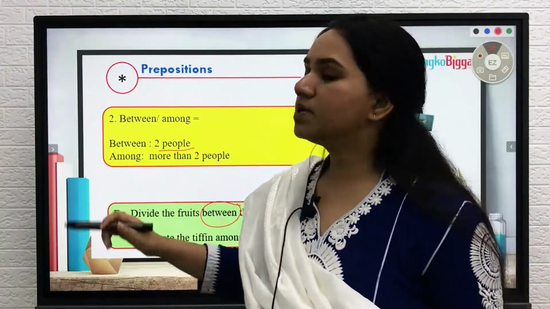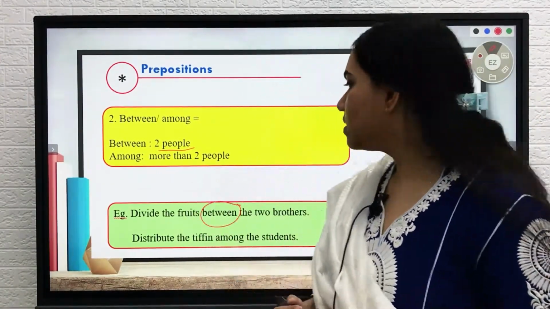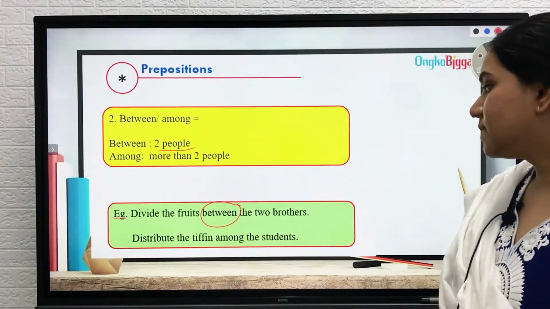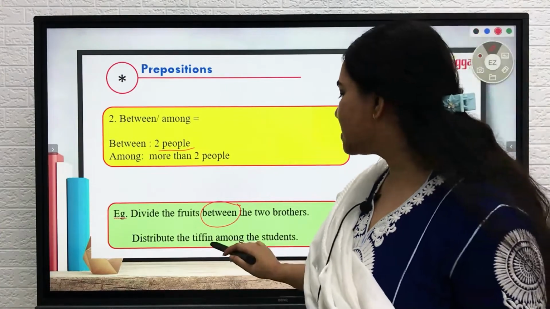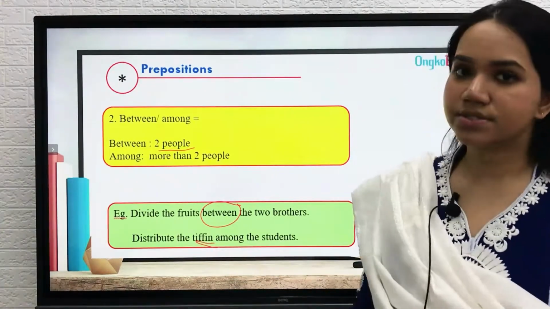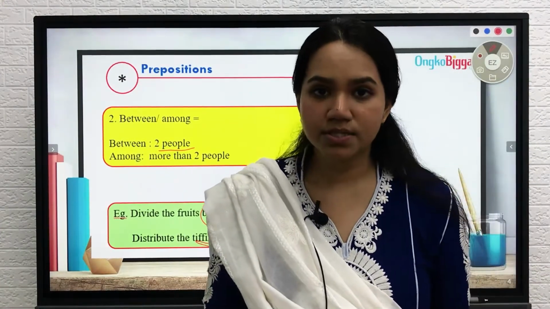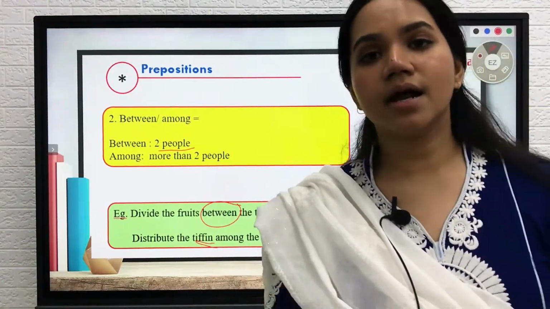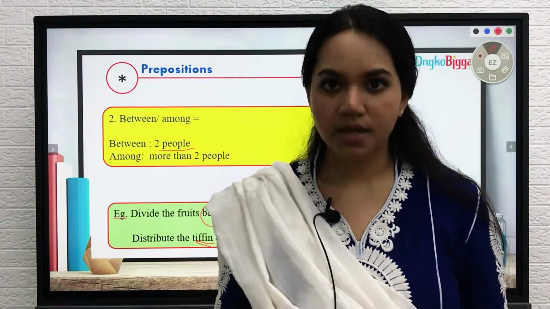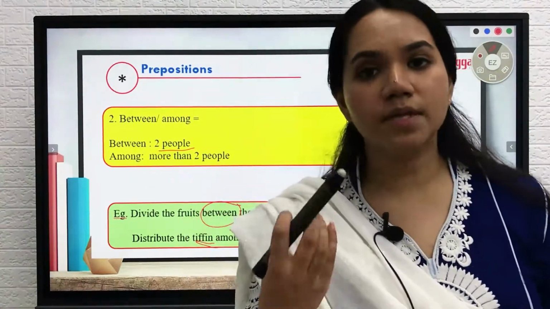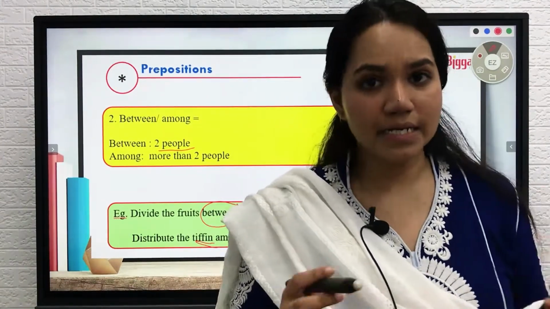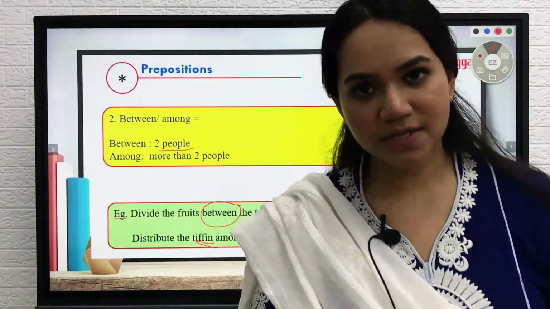Similarly, when do we use among? We use among to explain whenever there is more than two people. What does this mean? For example, distribute the tiffin among the students. We do not know how many students there are, and we are assuming that there are definitely more than two students. Like right now, I don't know how many people are going to be watching this video, but I am assuming there will be at least more than two people watching this video.